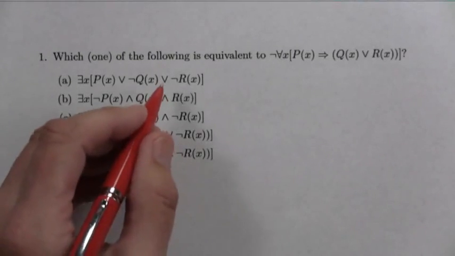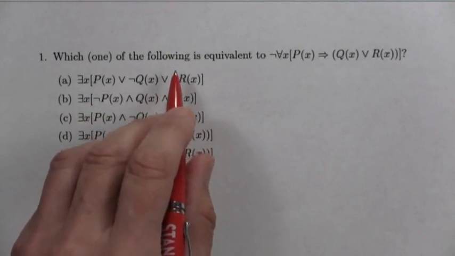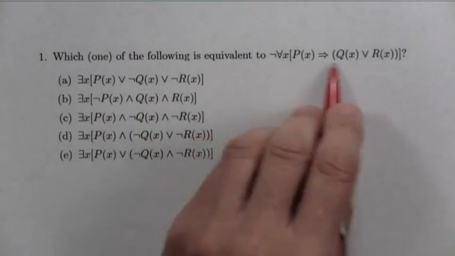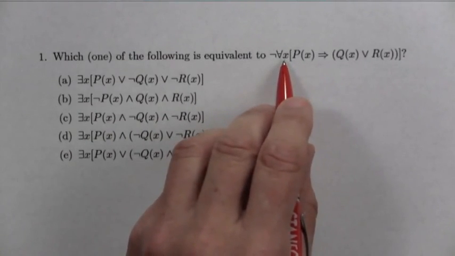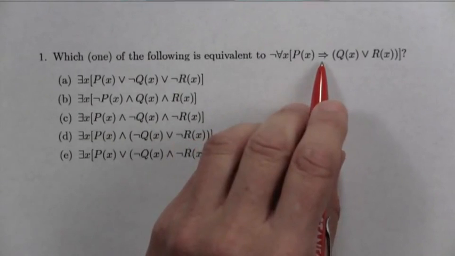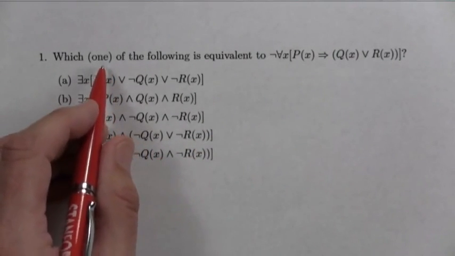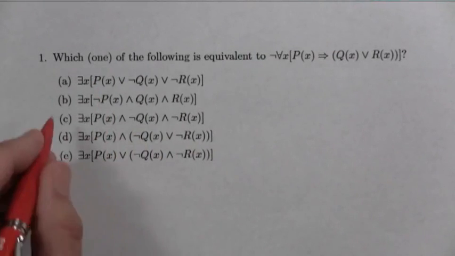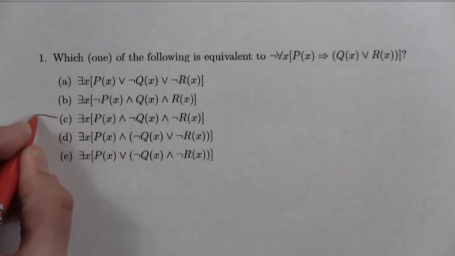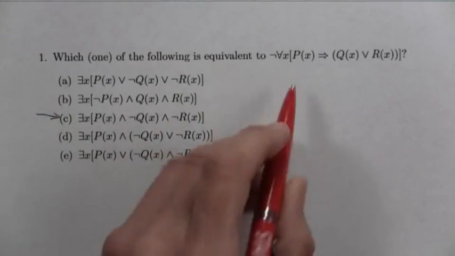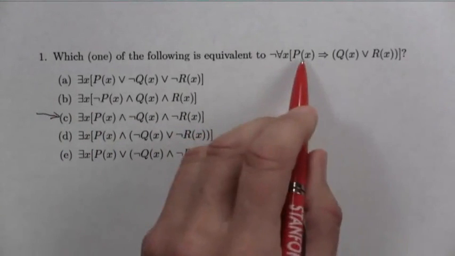Well, for question 1 on problem set 4, we have to choose which one of the following is equivalent to this expression. Okay, we're negating a universally quantified statement in which there's a conditional, and we're told that there's only one of these answers correct. The correct answer, let me just jump to the correct answer and then see what's wrong with some of the others, is part C. The not for all becomes an exist, and the negation goes into this part.